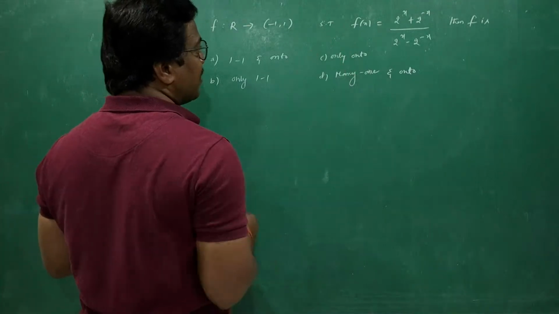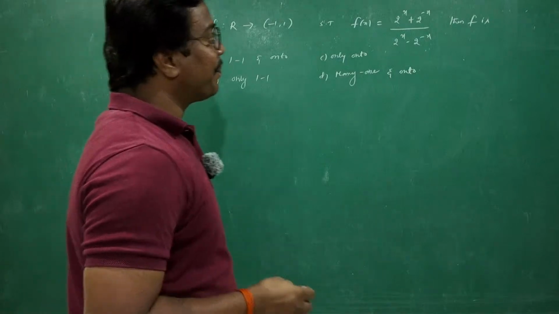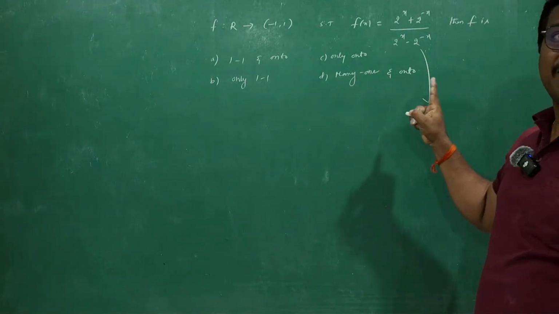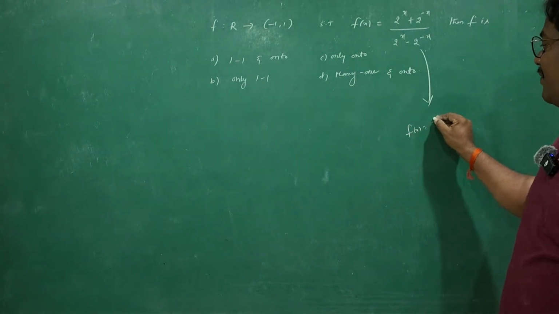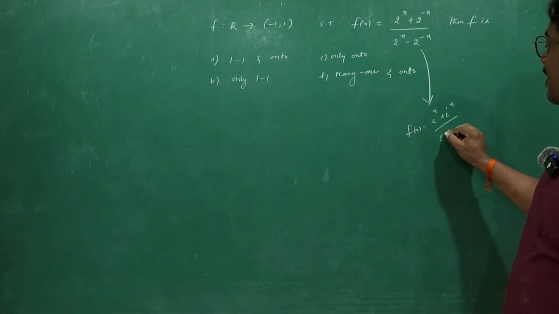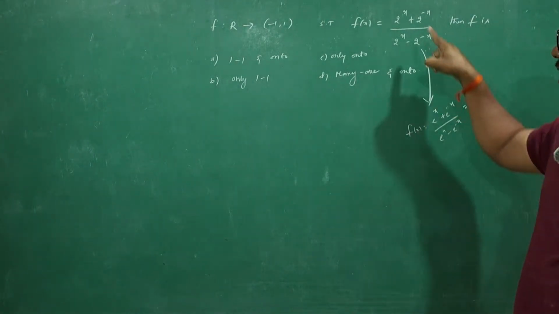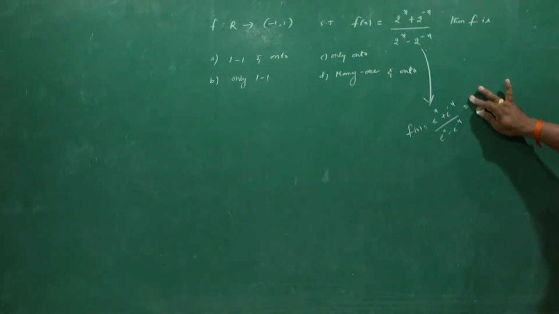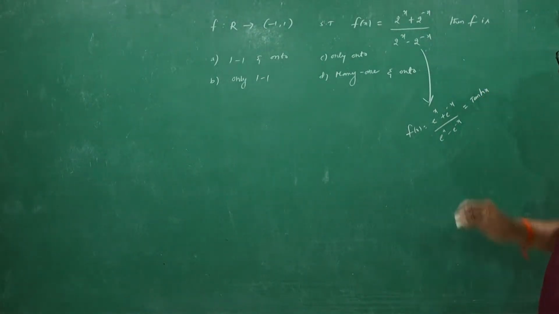Okay, f of x equals 2 power x plus 2 power minus x by 2 power x minus 2 power minus x is given. Actually, if the base value is e, what happens? Observe, f of x equals e power x plus e power minus x divided by e power x minus e power minus x. In case, instead of 2, you have base e, then you know that it indicates the hyperbolic function tan hx.